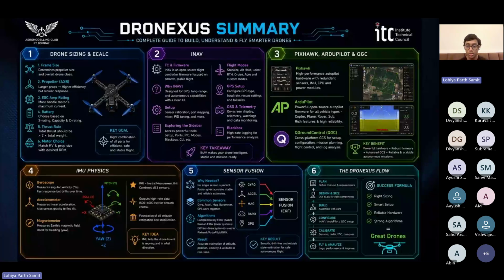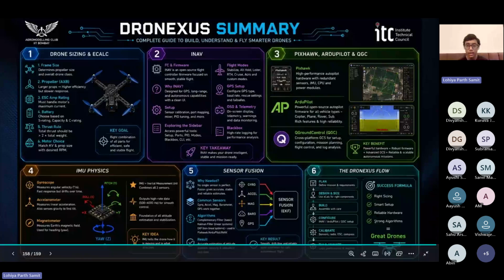And this leads to the end, that is the drone access flow. We first plan how we want our mission to be. We then design and size. We build the first iteration. We configure it. We calibrate it. And then we just fly and navigate. So that brings us to our end.